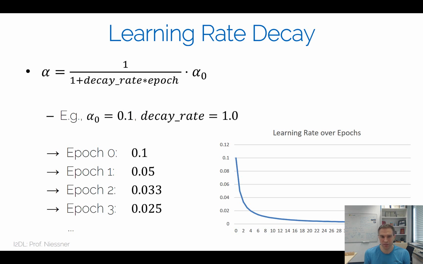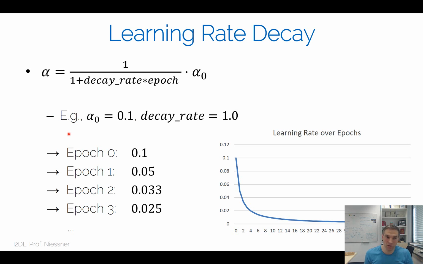Now we have two hyperparameters. We have a hyperparameter alpha 0, which tells us how we should start. And we have a decay rate, which is another hyperparameter that tells us how fast the learning rate should decay over epochs. It's very common that the learning rate is changed during the epochs.